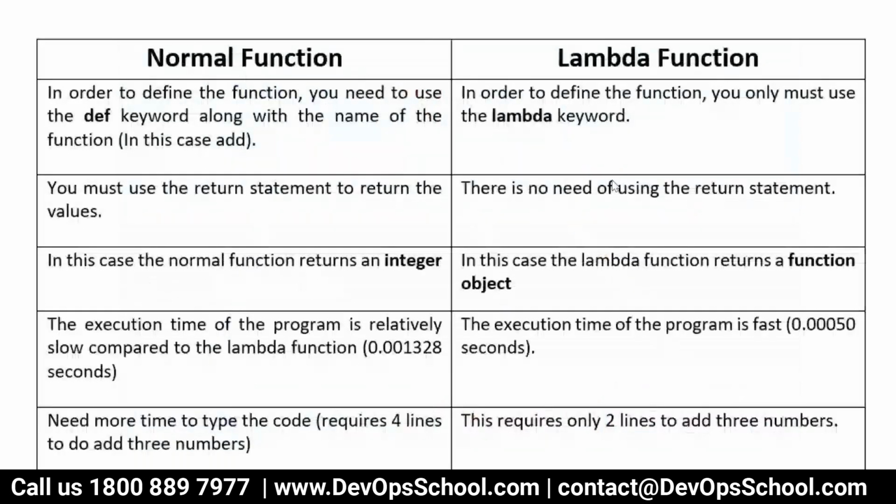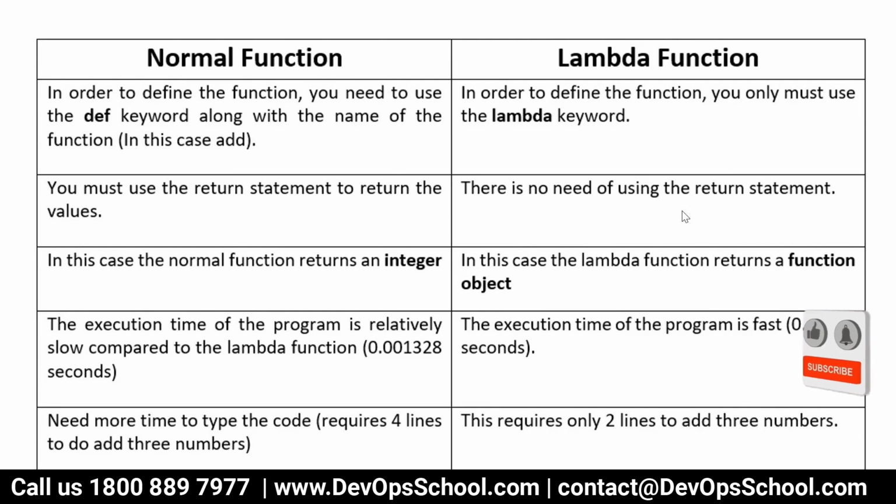Now what is the difference between a normal function and a lambda function? For a normal function, in order to define the function you need to use def. Here, in order to define the lambda function you have to use the lambda keyword. Again, in a normal function you must use a return statement to return the value, but in a lambda function there is no return statement. In this case the normal function returns an integer, but the lambda function returns an object.